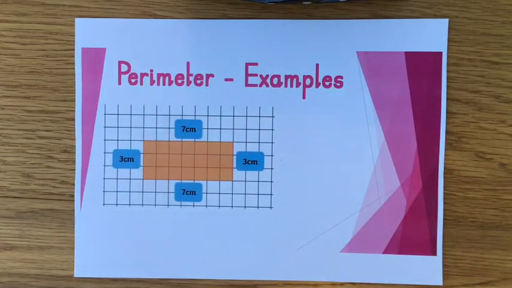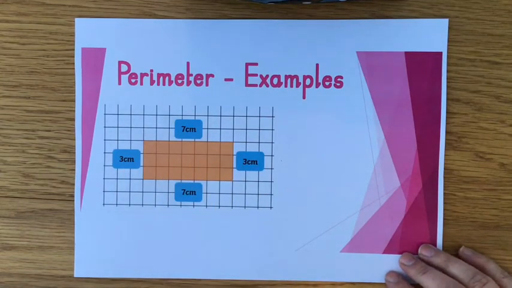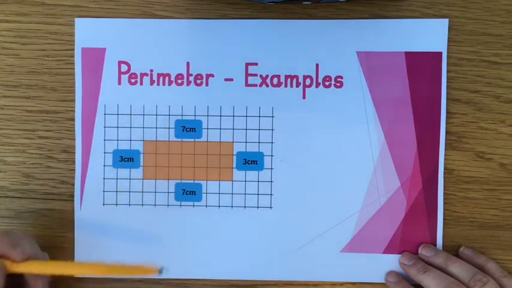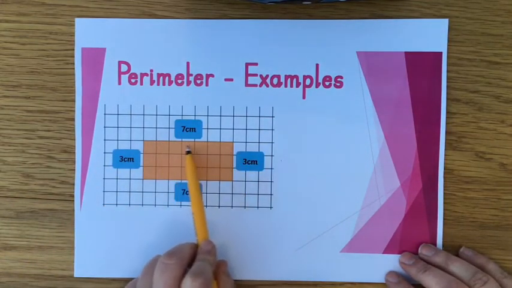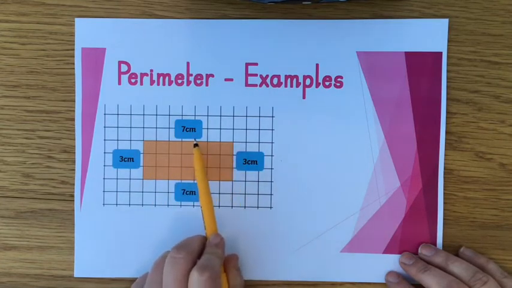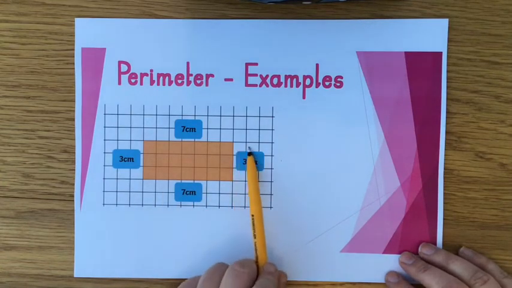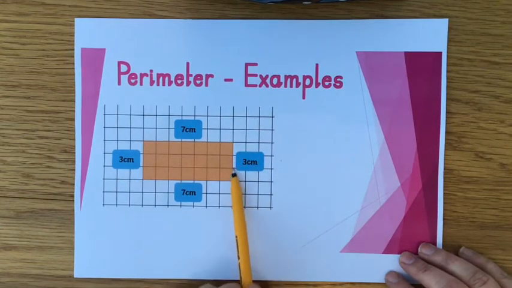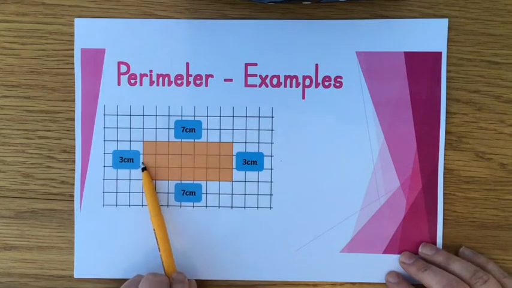Okay, let's have a look at some examples then. So here I've got a rectangle. Now I know that in a rectangle, opposite sides are the same. So if this length here in my rectangle is worth 7 centimetres, the opposite side is also going to be worth 7 centimetres. And similarly over here, if this side is worth 3 centimetres, so is this side.